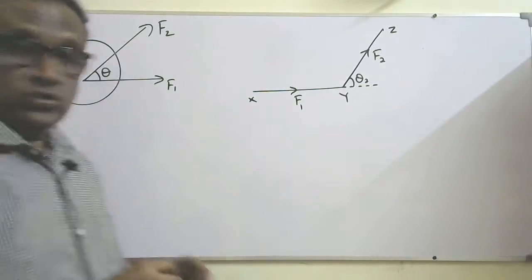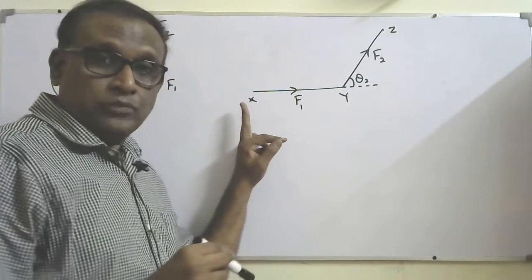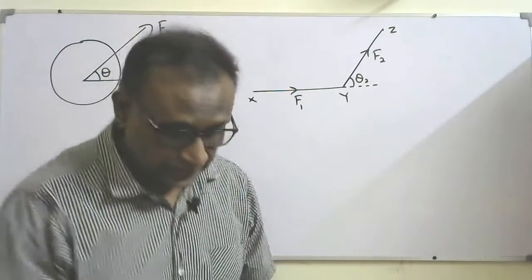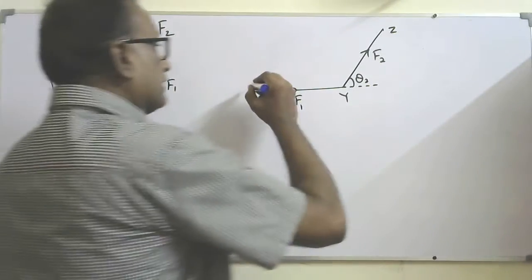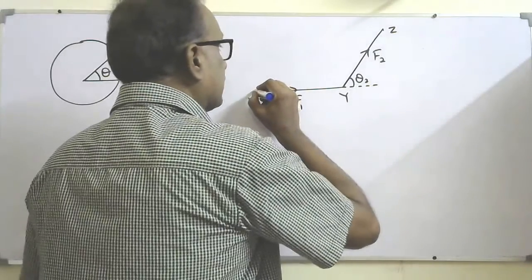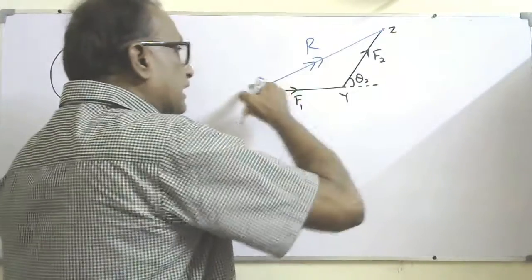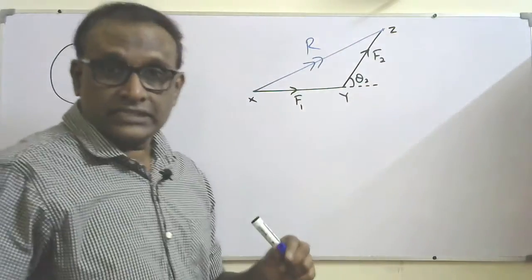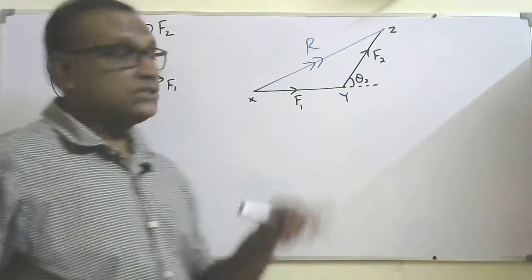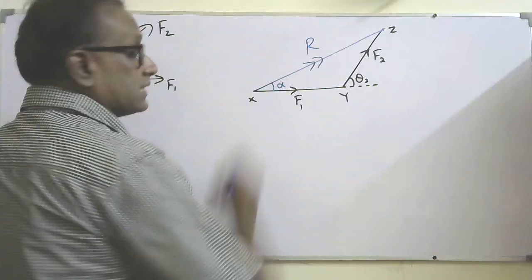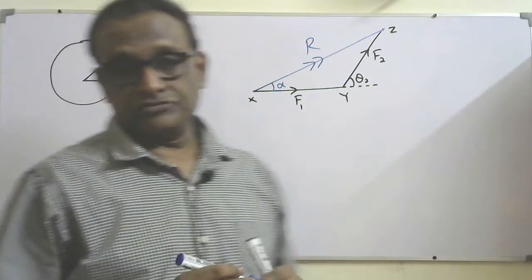Now, the vector addition rule says connect the starting point of the first line and the last point of the second line. If I connect it, that straight line will give the resultant force or resultant vector. So the length of this straight line gives the magnitude of the resultant of these two forces, and this angle gives the direction of the resultant force.